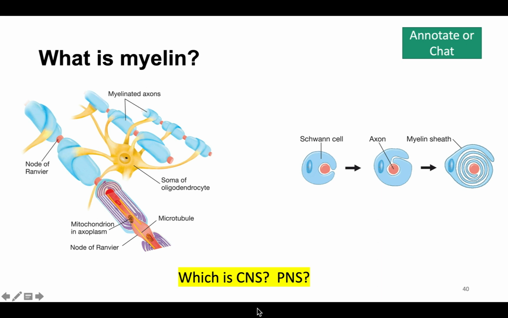You should be able to know which of these happens in the central and which happens in the peripheral nervous system. Once the myelin has been produced, its function is identical whether it came from an oligodendrocyte or a Schwann cell. It is relevant to know that one oligodendrocyte can myelinate lots of nearby neurons.